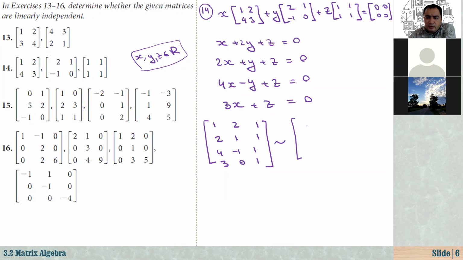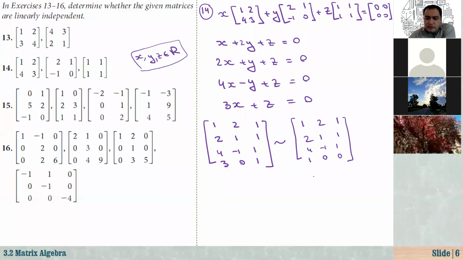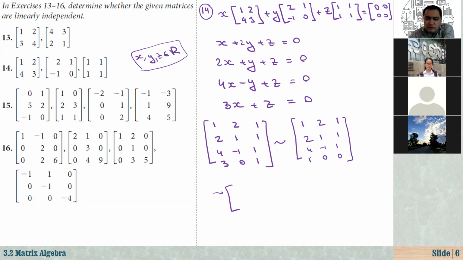So here we will have, what is it? 1, 2, 1, 2, 1, 1, and 4 minus 1, 1. And here we have 1, 0, 0. So now I'm going to write the last row at the top. As you see here, other components are 0, 0, and multiply by -1. And we can create 0 above this, right? So here we will have 1, 0, 0.